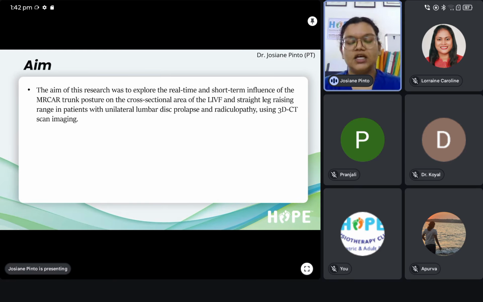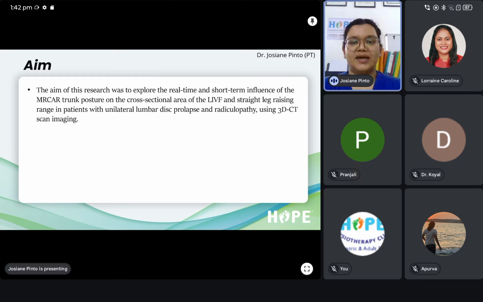Now, the aim of this study was to explore the real-time and short-term influence of the MRCAR trunk posture on the cross-sectional area of the lumbar intervertebral foramen and straight leg raise range in patients with unilateral lumbar disc prolapse and radiculopathy using 3D CT scan imaging.